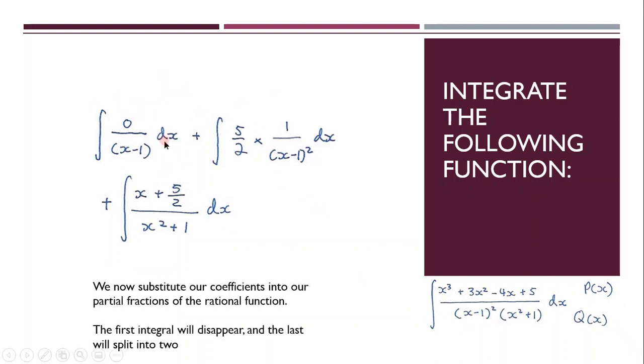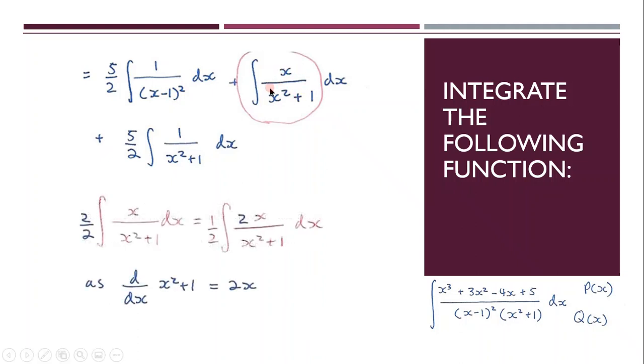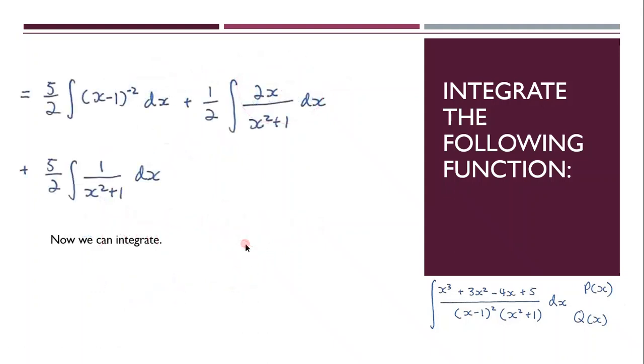Now we just substitute all of those coefficients into our equation, and we find that the first integral disappears, and this one will split into 2, because integrating that's going to be a bit of a headache. Another thing is that the second integral will also be difficult to integrate unless we can make the numerator a derivative of the denominator, because as you can see in this case, this is just the chain rule because it's enclosed by a polynomial, whereas this is not, it's in 2 parts, so this is a different case of function. So what we can do is multiply by 1, but make this 1 as 2 over 2, so this can be 2x over x squared plus 1. So now when we integrate this, we'll get a logarithm.